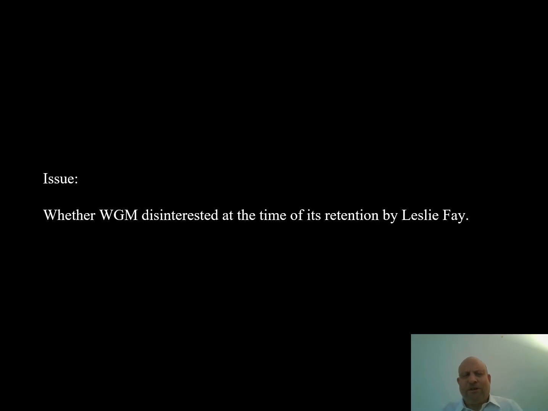So the basic issue was whether Weil was disinterested at the time of its retention by Leslie Fay. But more than that, did it follow the rules? Did it make the right disclosures? Did it act properly in its application?